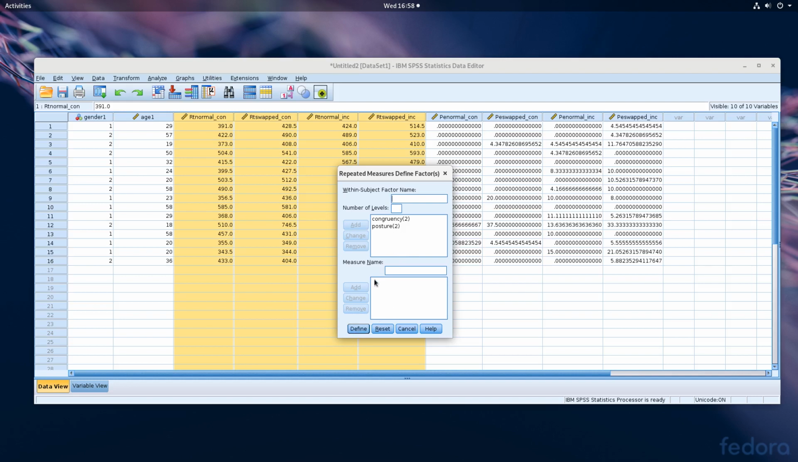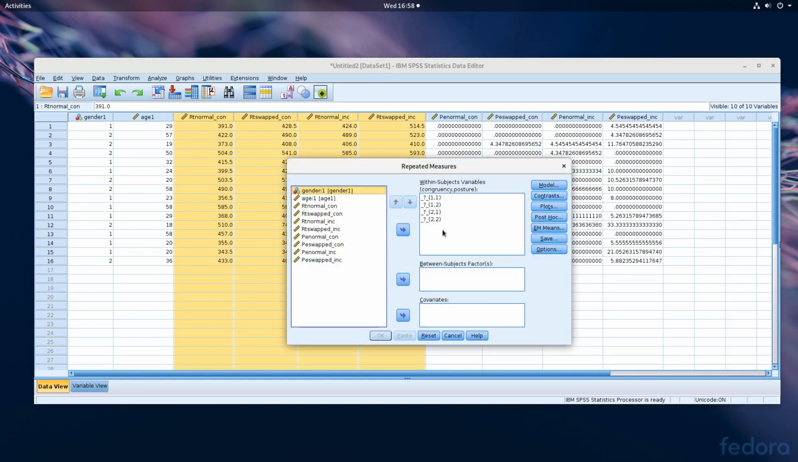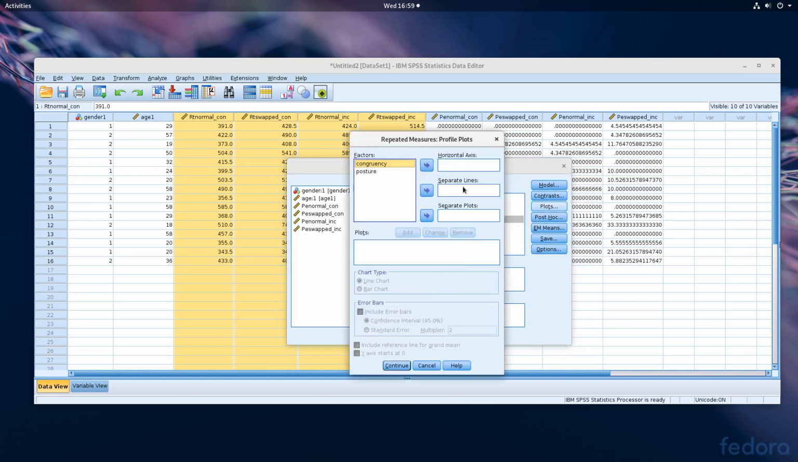Now, I'm going to say define, as I did last time. I'm not going into too much detail here because I have shown this a couple of times in the other videos. I'm just quickly doing this so that we do that correctly. Right, okay, so this is good. So I need to go to plots. As I said, I would like to have a plot here. Okay, continue.